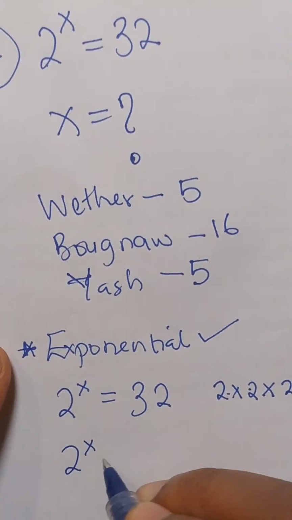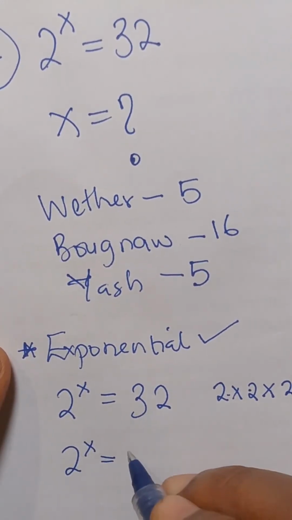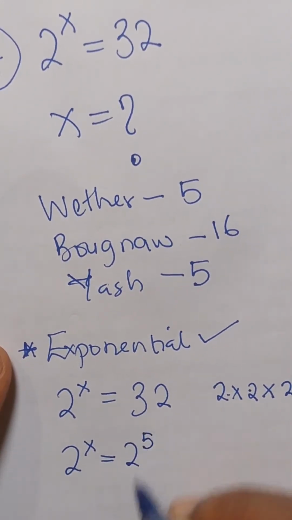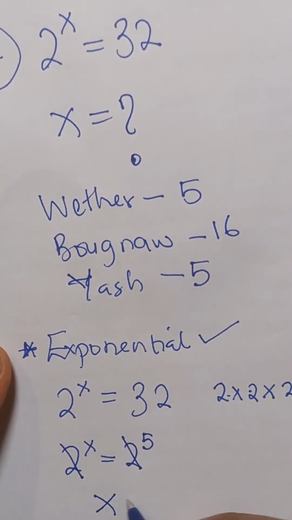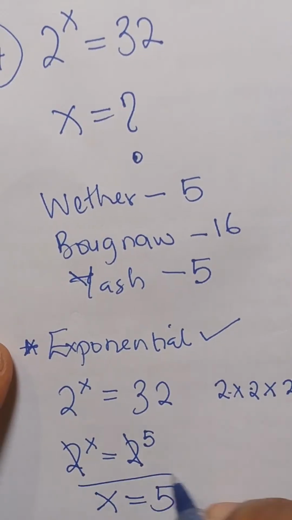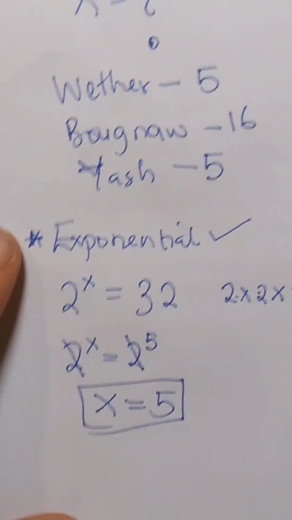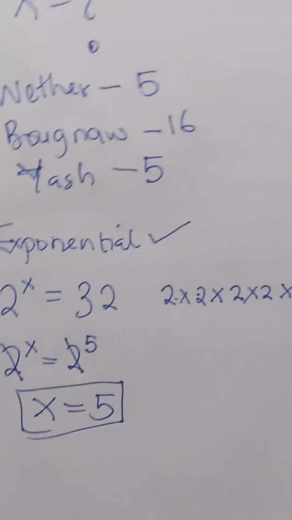So this is 2 to power x. Then 32 is 2 to power 5. All right. The bases are the same. We equate their powers. So x is equal to 5. And that is our answer. x is equal to 5. All right. That is how simple it is to solve it.